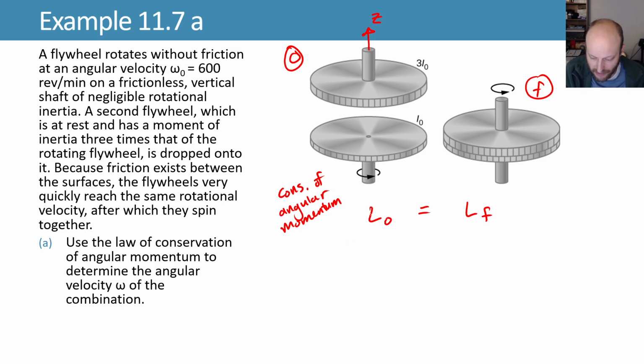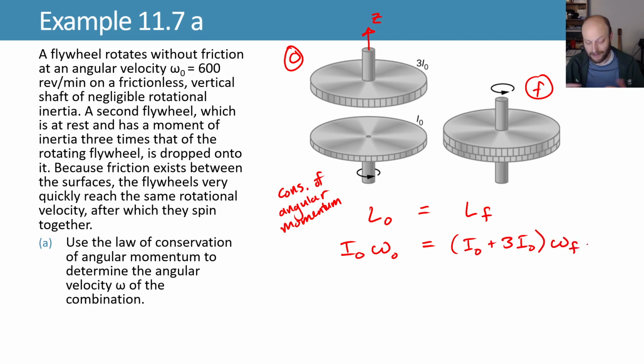Initially, we have just the top flywheel spinning, or actually no, initially it's just the bottom flywheel spinning, it looks like, with I naught omega naught as our angular momentum. And then finally, the combination of those moments of inertia are combined. So we have that initial I naught moment of inertia plus the 3 I naught moment of inertia of the top wheel times our final angular velocity. We can solve for our final angular velocity in terms of our initial stuff by dividing both sides by this 4I naught.